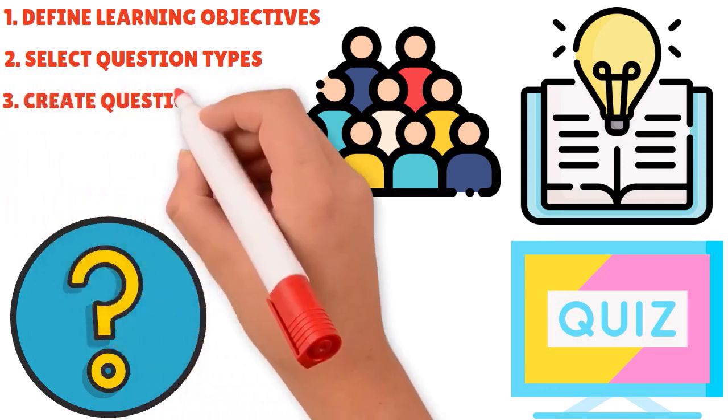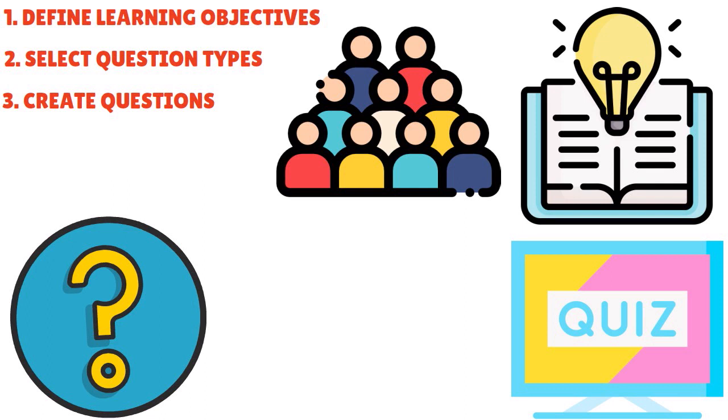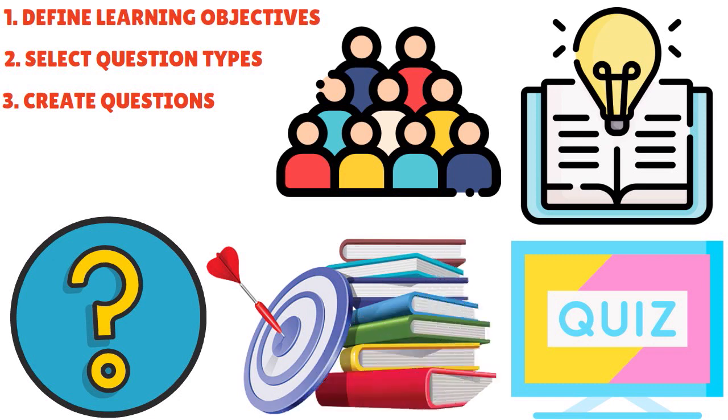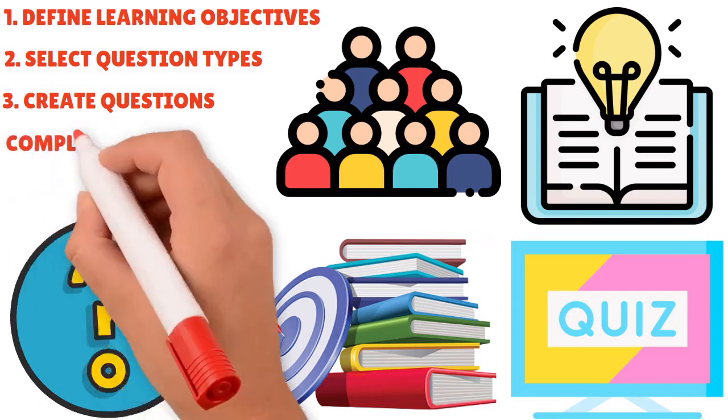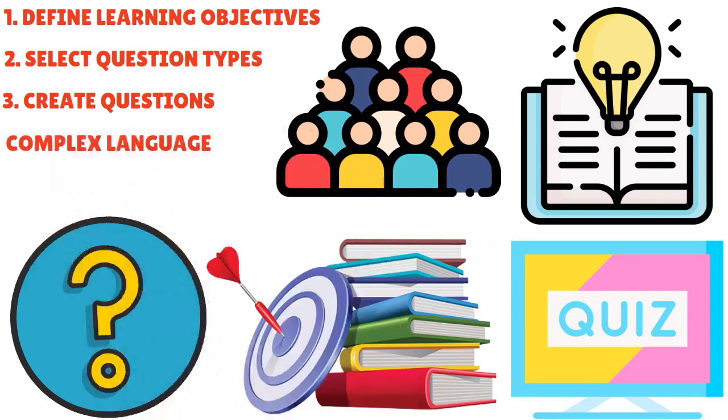Three, you want to create the questions. Write clear, concise, and relevant questions that directly relate to the learning objectives. You can use tools to create an online quiz to help you get started on questions. You need to verify that questions are not ambiguous and have a single correct answer for most question types. Use proper grammar and avoid jargon or overly complex language.